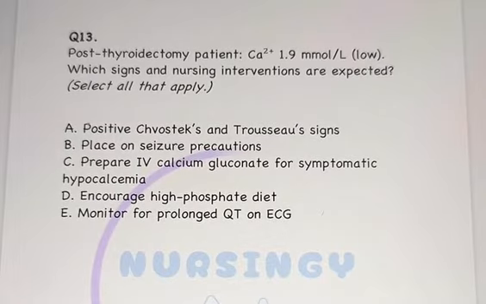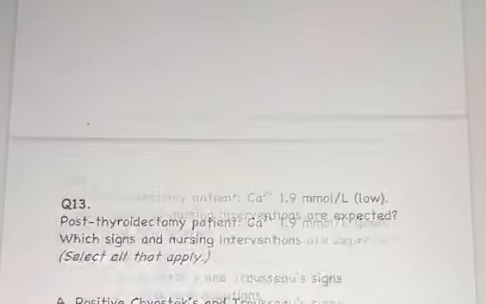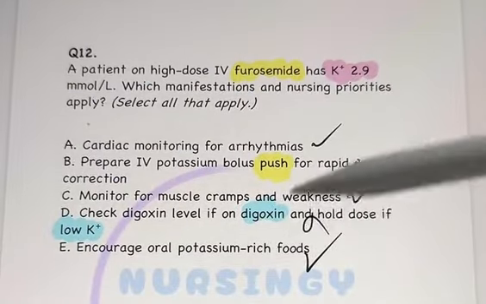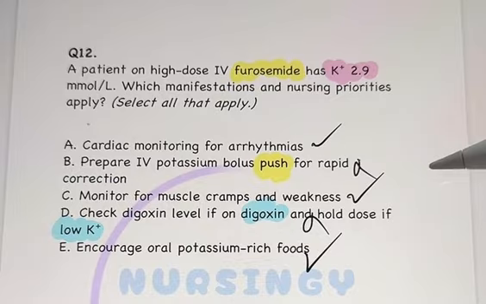So post thyroidectomy, can you explain D? Okay, so digoxin we just have done in the last question also. Please do watch this video later on YouTube.